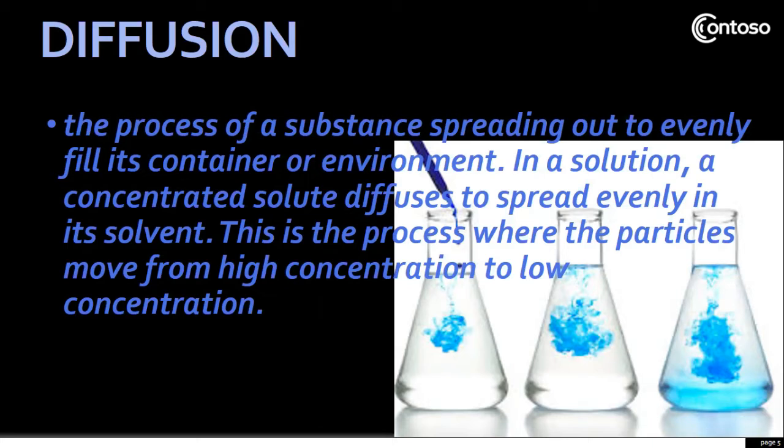It is an important process for living things. It is how substances move in and out of cells. An example of diffusion is a perfume being sprayed in one part of the room. It diffuses so that you can smell it everywhere. And another example is a drop of food coloring diffusing throughout the water in a glass so that eventually the entire glass will be colored.